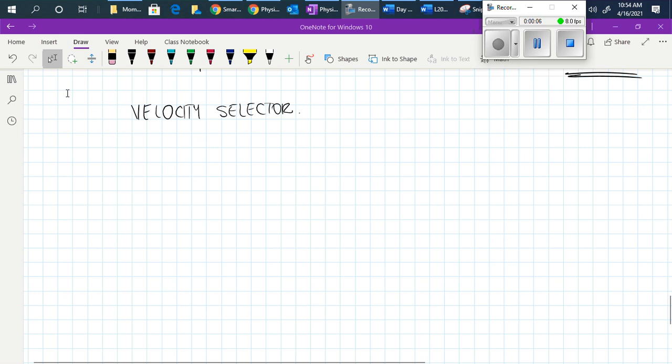This part of the video lessons is talking about velocity selectors. A velocity selector is a device that is used to select charges that are moving with a certain velocity. So, the word is saying it. Now, this consists of a uniform electric field and a constant magnetic field that are perpendicular to each other.